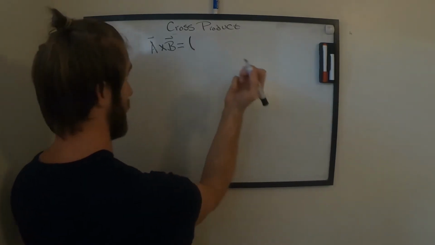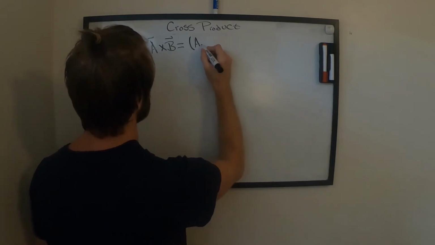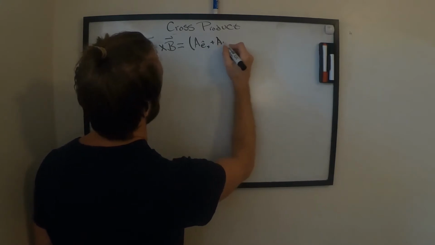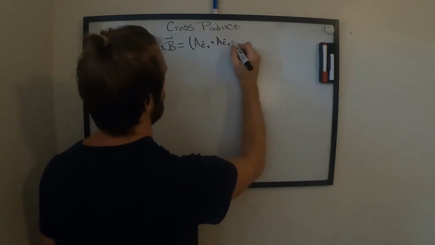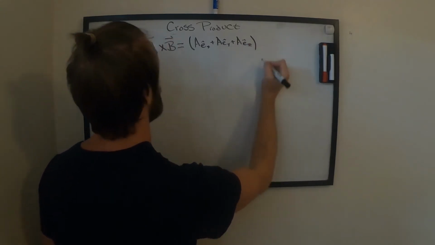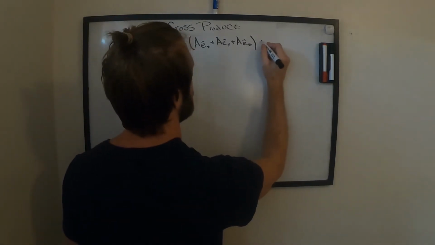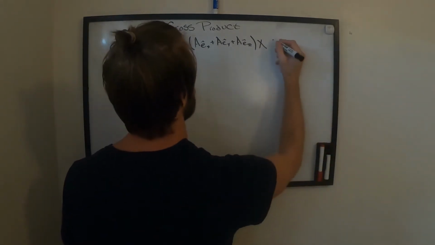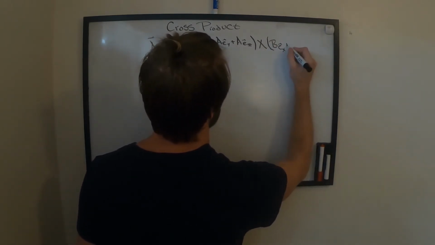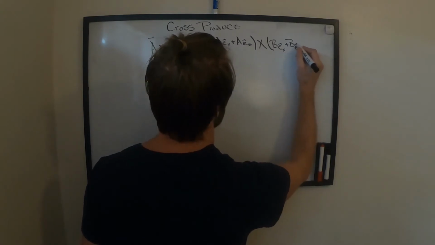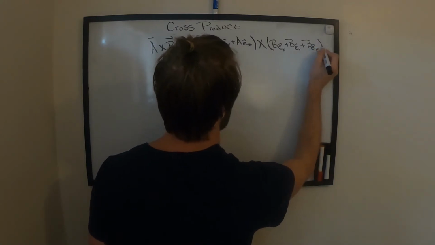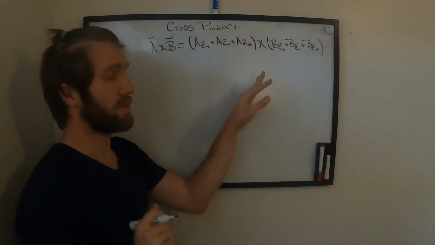So let's start with vector A. Vector A is going to be A e-hat sub x plus A e-hat sub y plus A e-hat sub z. And same thing for B, but we are taking the cross product, so that is cross B e-hat sub x plus B e-hat sub y plus B e-hat sub z. Okay, so now we have this all written out.